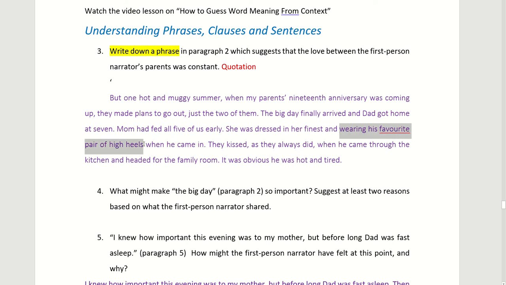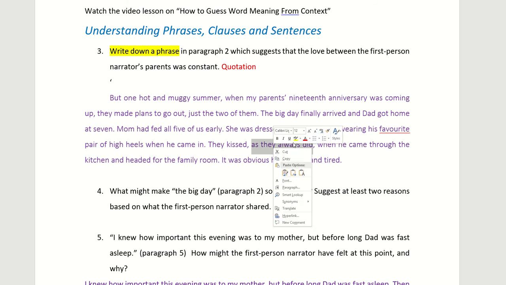"Wearing his favorite pair of high heels." Phrase? No. Okay. Phrase: "They kiss." Is this a possible phrase? Love between the parents was constant. Kiss doesn't suggest anything. Okay, how about this phrase? "As they always did." Suggests that love was constant. Yes. This is the phrase.